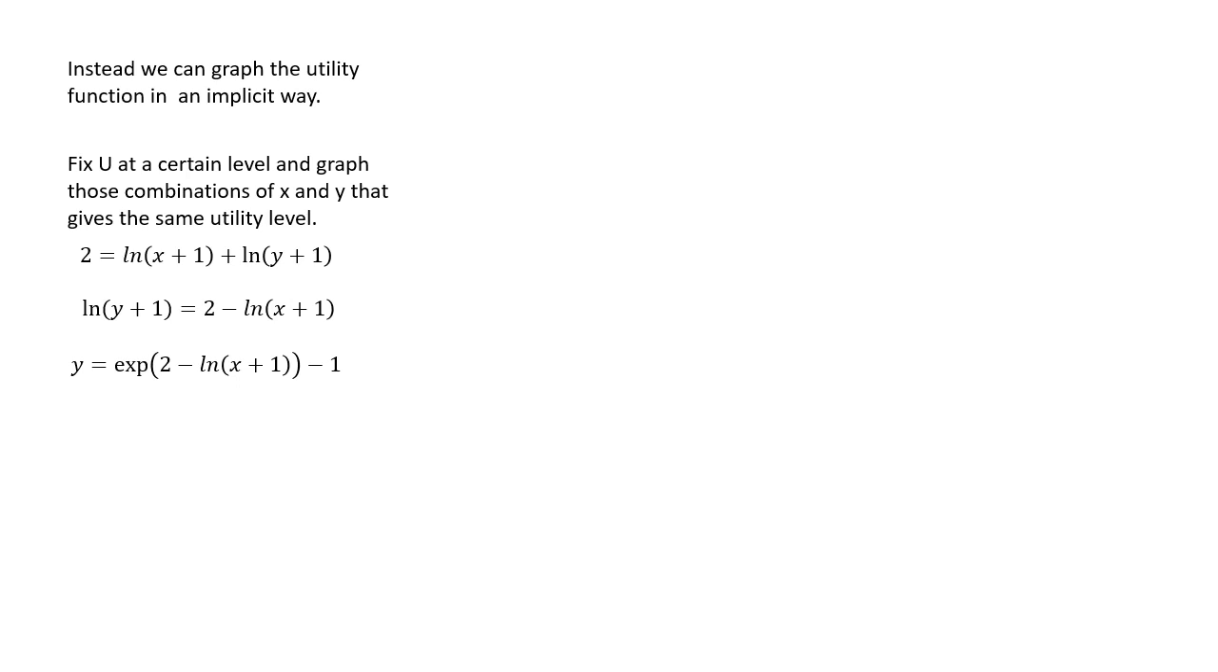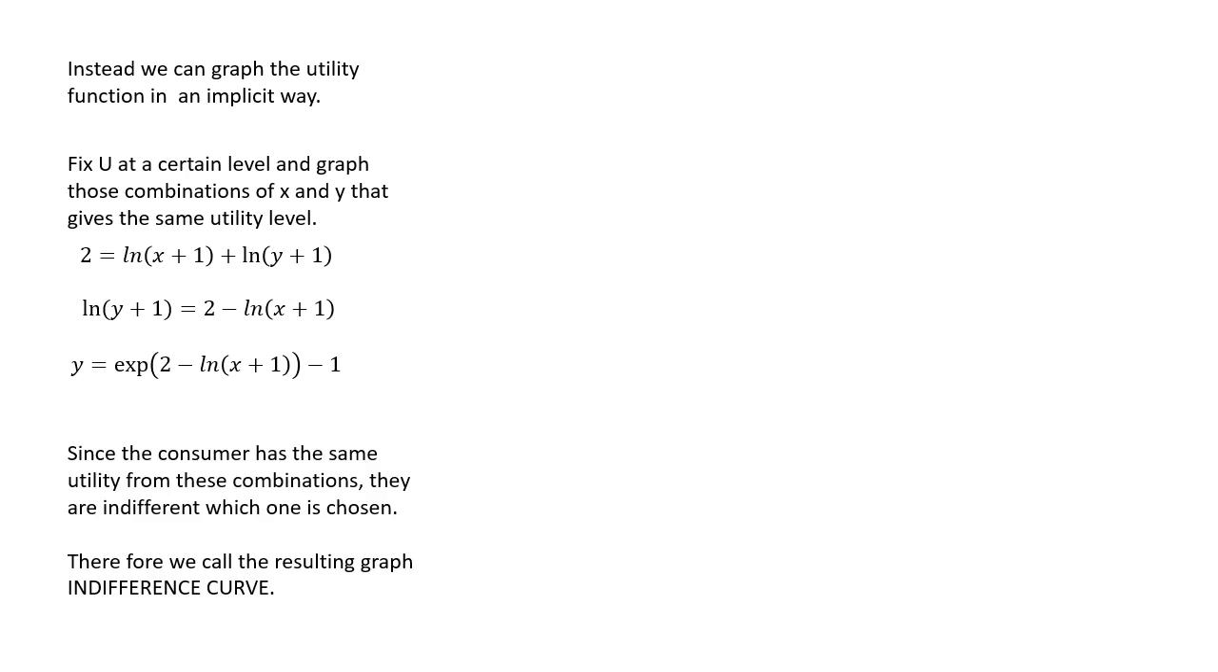Because any combinations of y and x are going to give you exactly the same utility as long as they are along the same curve, we call such a curve an indifference curve. Indifference refers to the fact that the consumer will not really care whether it consumes one point along this indifference curve or a different point. That is, all these points are going to be the same for the consumer.